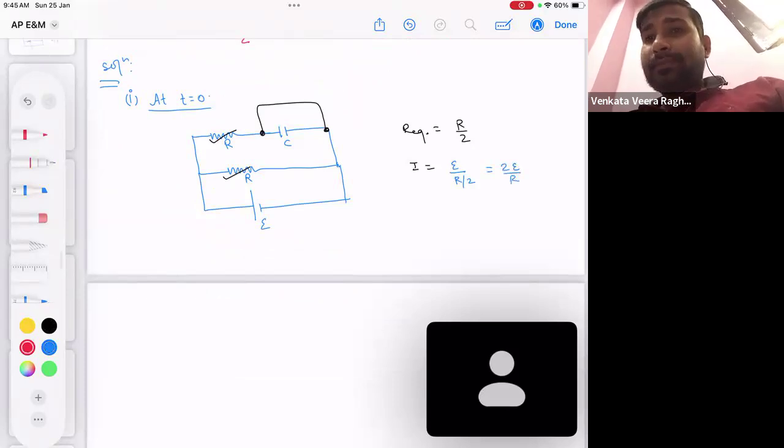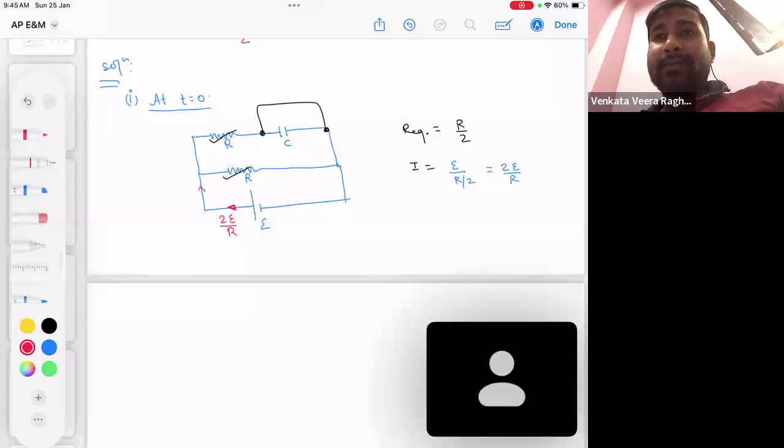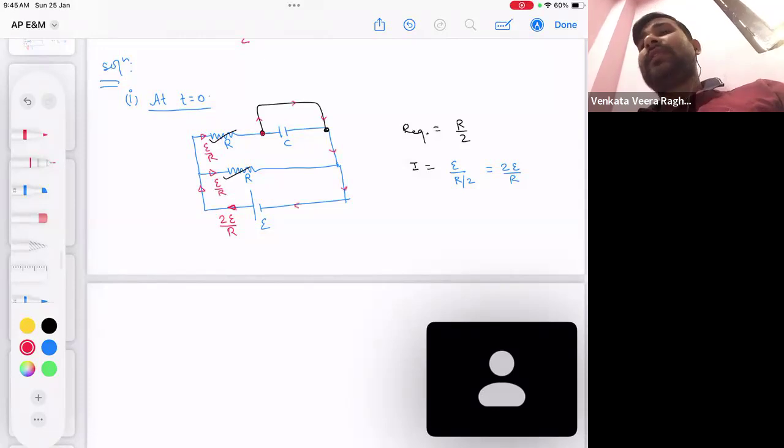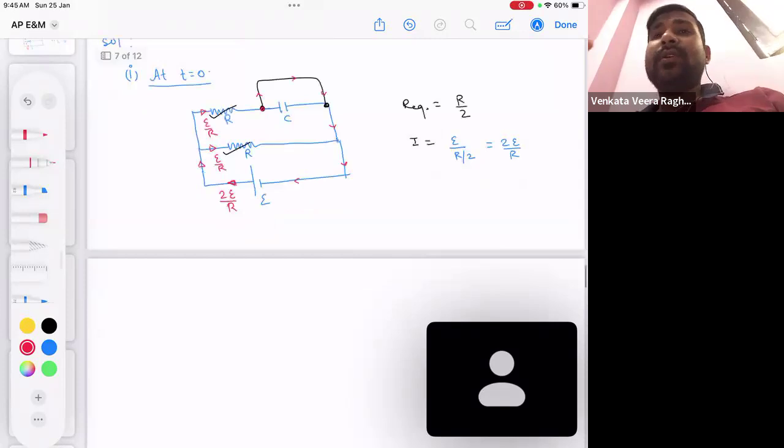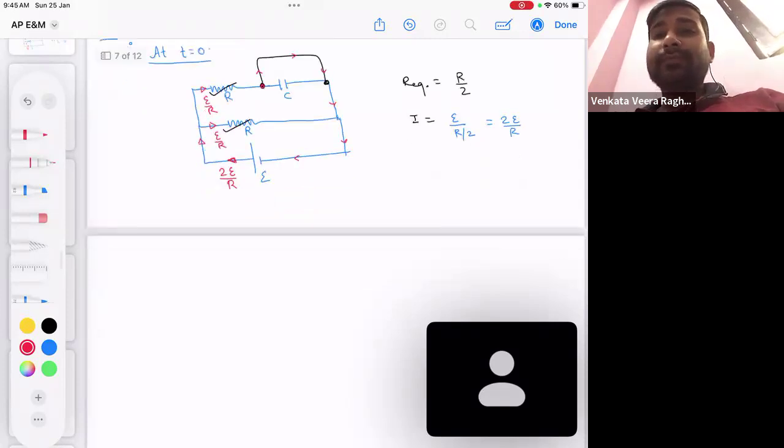So from the battery, how much current did we get? 2E by R. The current will reach here and distribute in these two branches. Both are a parallel combination and both are equal, so equal distribution will happen. E by R, E by R. Current always follows which path? Current always follows the least resistance path. And this is going to be the current in each branch. Understood? That is the t equal to 0 situation.